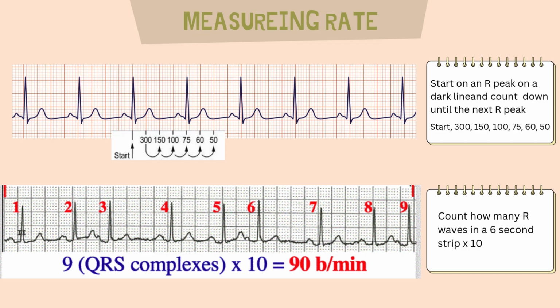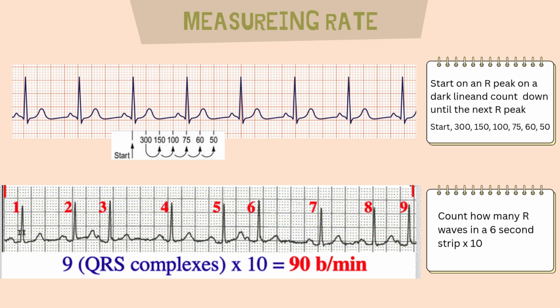So what we do is we start by finding an R wave that lands on a bold line, and that's start. From there, we count each big box that follows, and we count start 300, 150, 100, 75, 60, 50. We do that until we land on the next R wave, and wherever the next R wave lands, that's our heart rate. So for example, here, start 300, 150, 100, 75, heart rate of 75. This can be utilized when the heart rate is regular.